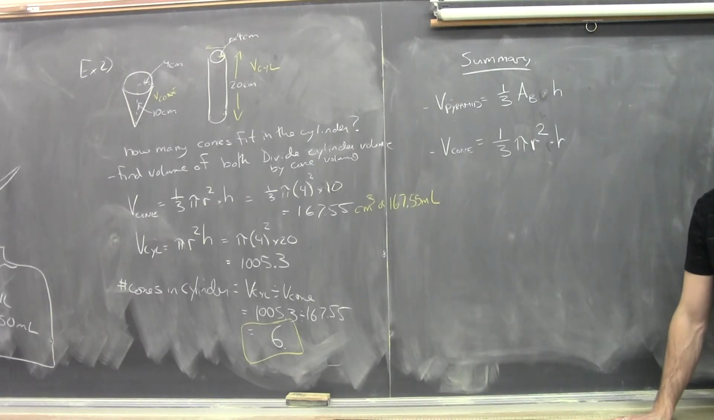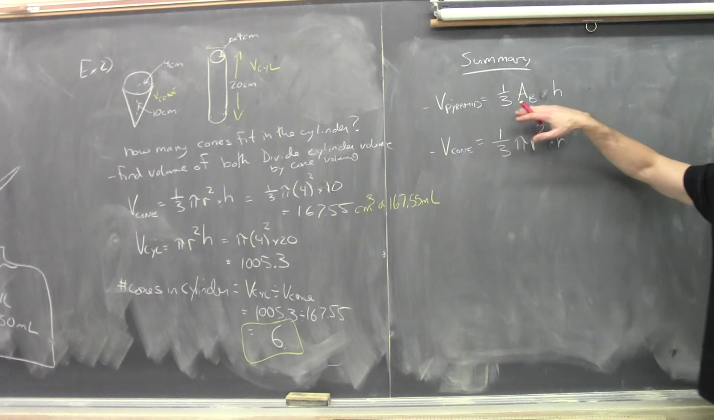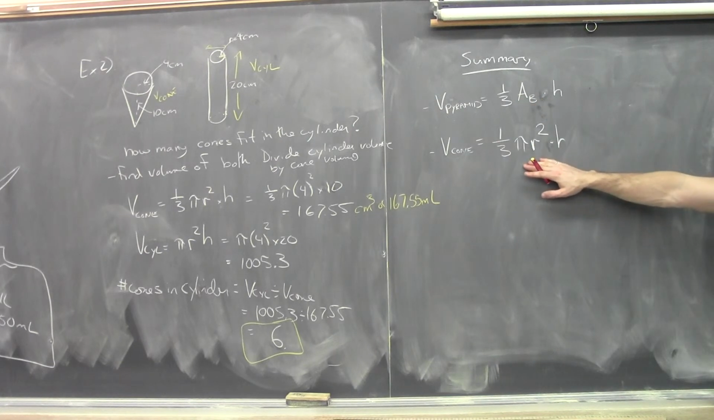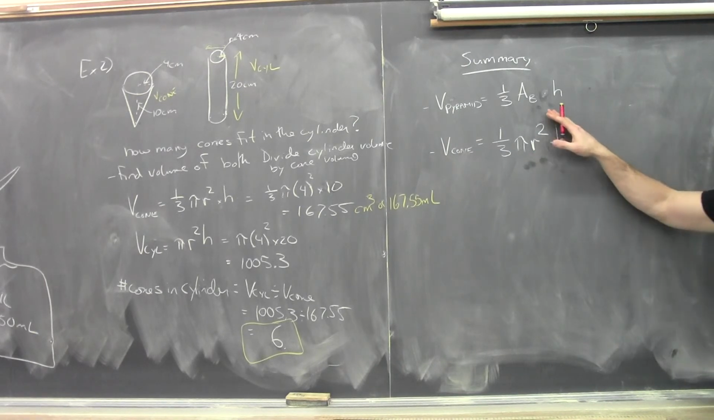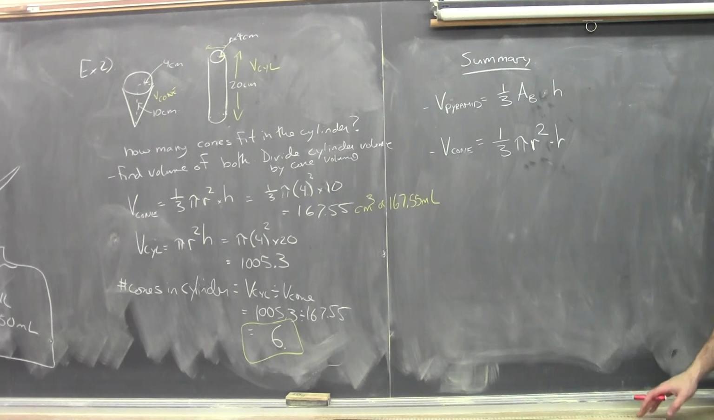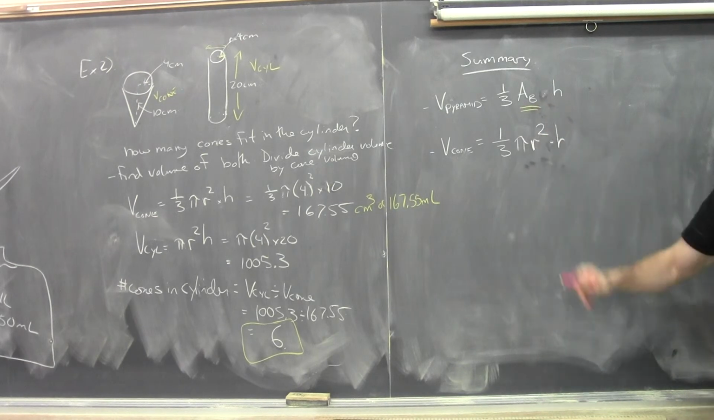All right? So finally, the summary. There's our formula for volume of a pyramid. Here's our formula for volume of a cone. Most of these problems, it's simply a matter of identifying the variables and plugging them in. The only trick might be to find this area of the pyramid.